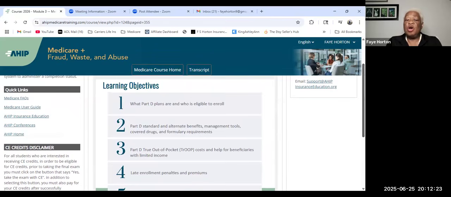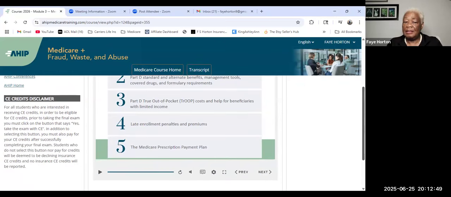What Part D plans are and who's eligible to enroll. Part D standard and alternate benefits, management tools, covered drugs, and formulary requirements. Part D true out-of-pocket or TrOOP costs and help for beneficiaries with limited income. Late enrollment penalties and premiums, and the Medicare prescription payment plan.